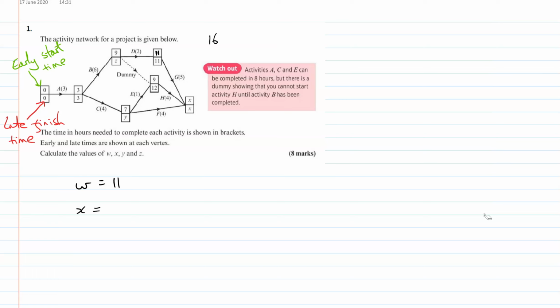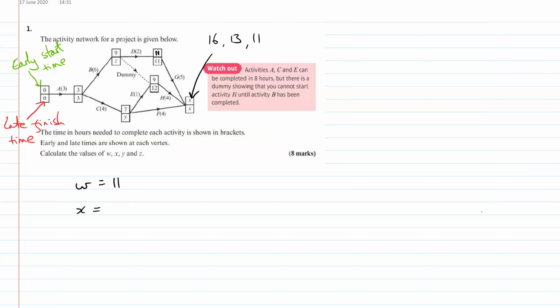But there are other ones as well. There's the 9 and the 4, which gives me 13. And there's the 7 and the 4, which gives me 11. So there's 3 different values potentially that could go in here, and we need to know which one is right and why it's right. When you're doing early event times, early start times, you're always looking at the biggest possible number.